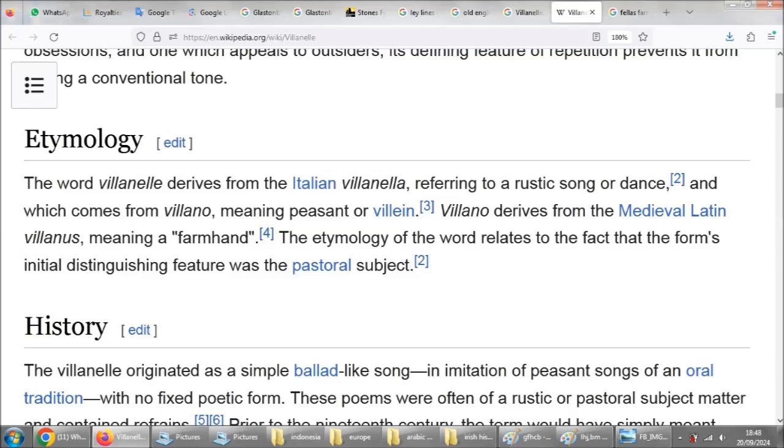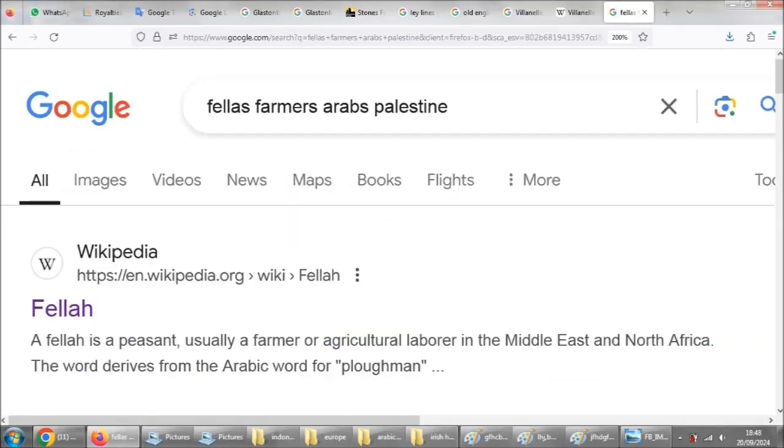But if we go to the other side of the world, the people who work in the farms or the villages or the villas are called the fellahin, and this is where the word Palestine comes from. This is another thing many people are not aware of. So it's not Italian, and village is not an English word, it is a global word.